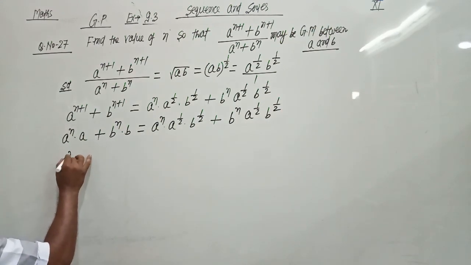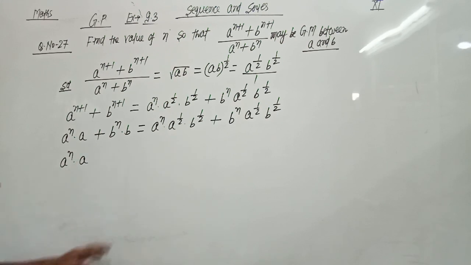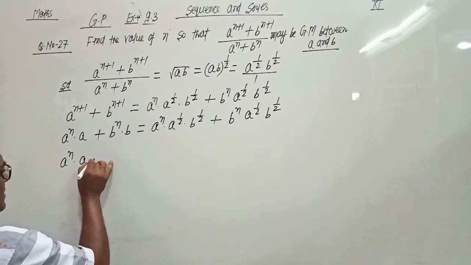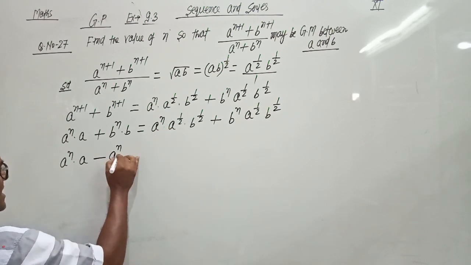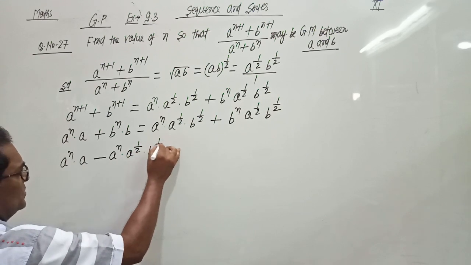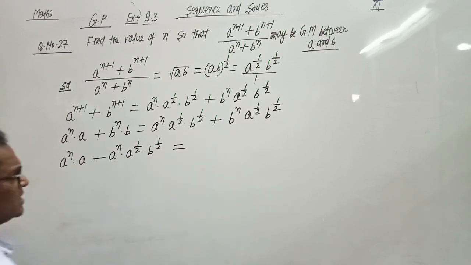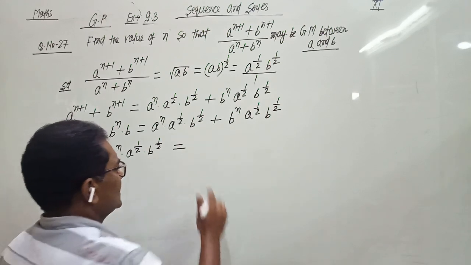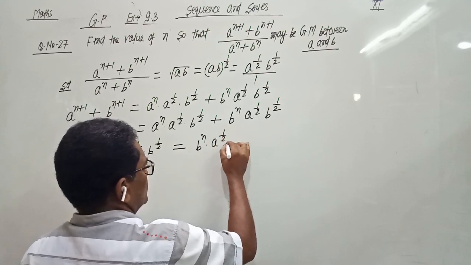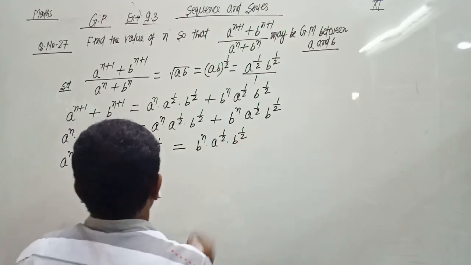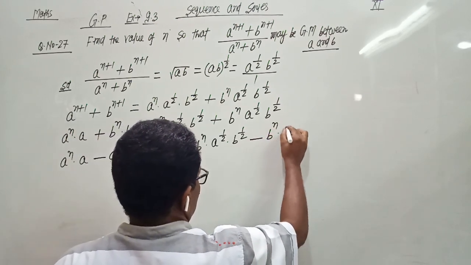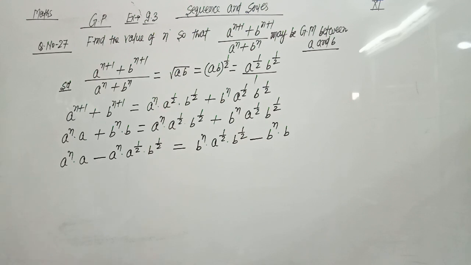Now a raised to the power n into a as it is, and the term containing a raised to the power n will go on the left side. So minus a raised to the power n into a raised to the power 1 by 2 into b raised to the power 1 by 2 equals b raised to the power n into a raised to the power 1 by 2, b raised to the power 1 by 2, and this term will go on the right side. So minus b raised to the power n into b.